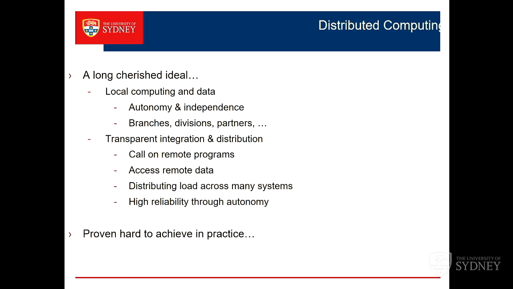And then you want to be able to transparently integrate all those bits of the company. You want warehouses to be able to talk to each other. Oh, I haven't got it, but the warehouse in Melbourne's got a copy, and we'll get that sent up. So you want all the bits of your distributed system to be able to talk to each other. You want to make requests of bits of code that are running somewhere else in the system. We want to be able to access data living somewhere else in the system. We want to be able to take computational load and spread it out.